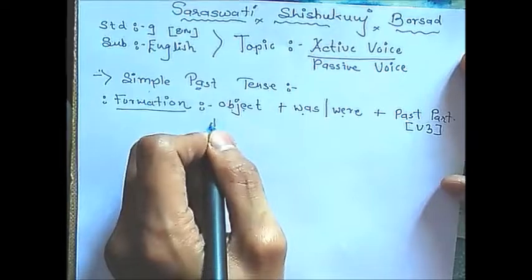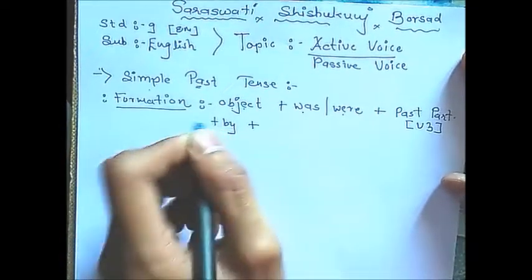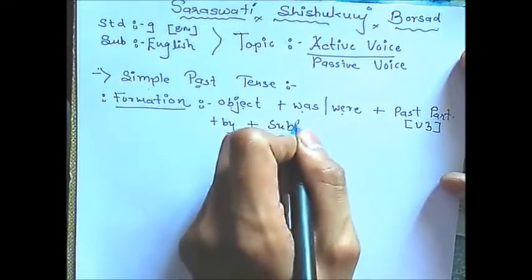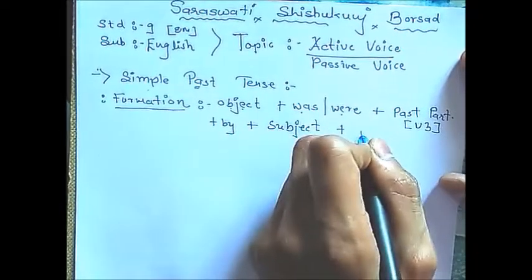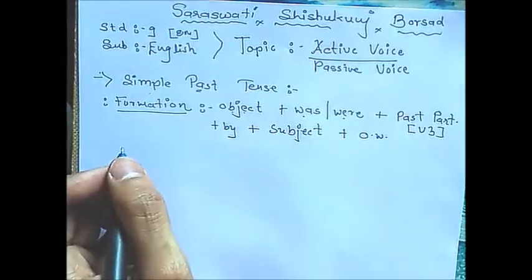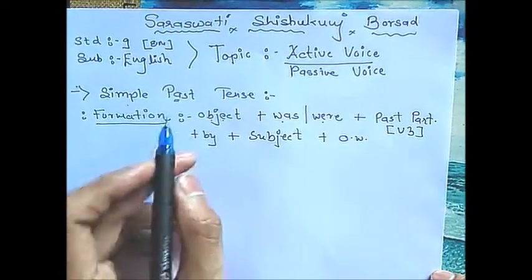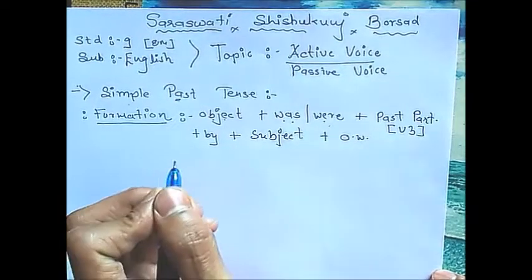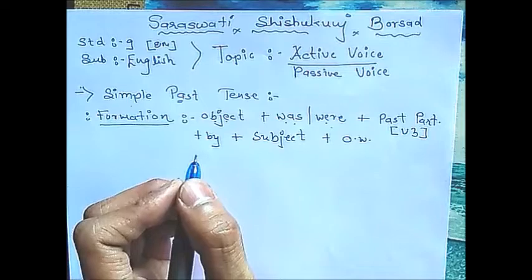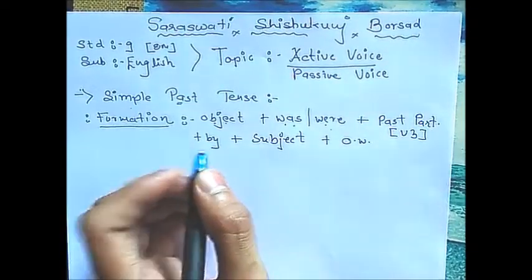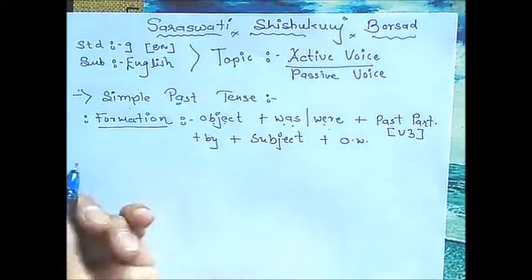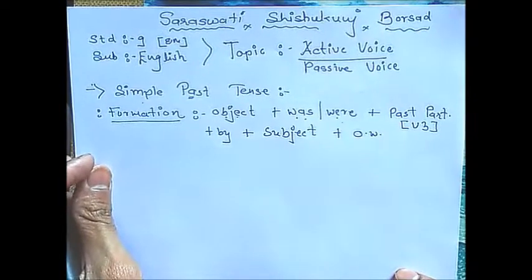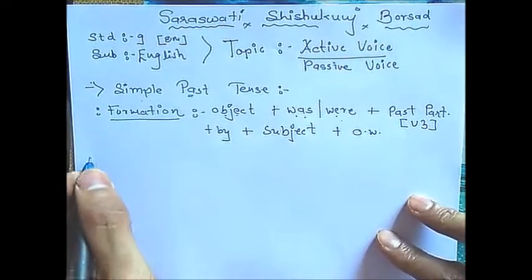then after, by, and at last you have to put the subject. Sometimes you also can add other words. So this is the formation for making passive voice in simple past tense: object, was or were, plus past participle, plus by, plus subject, and at last we have to put other words if they are given. This is how you can go. Now let us take some examples so that you can get some more idea about this.